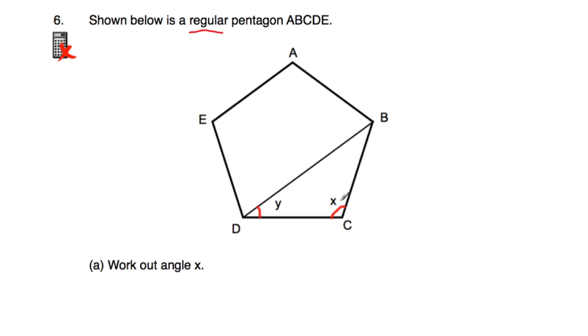Now this is just one of the interior angles of the pentagon. So let's work out the size of that angle. So the angles in a pentagon add up together to be 540 degrees. So that means the angles inside of the regular pentagon add up together to be 540 degrees. Now, because X is just one of those interior angles, we can just do 540 divided by 5, and that's the size of that angle.